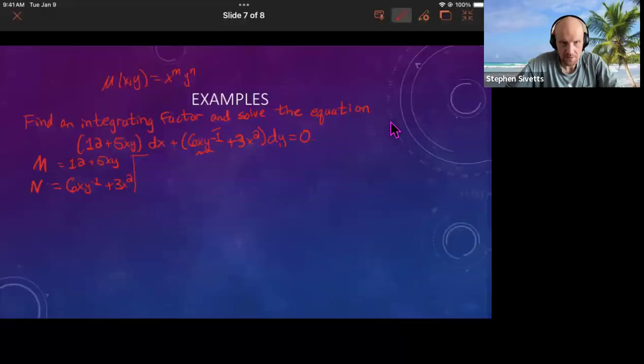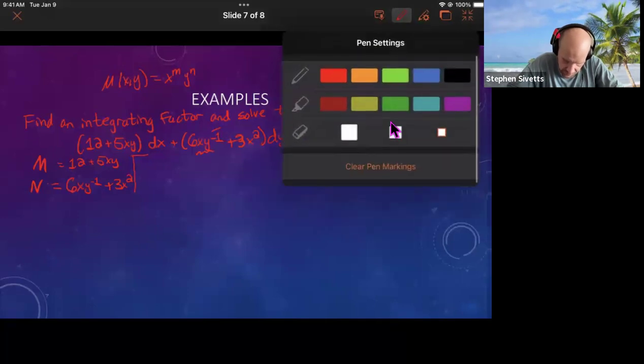Okay, so in this video, I want to clarify one of the problems that I presented. So let's go over that right now. It referred to this example. So we want to figure out the integrating factor and then solve this equation here.